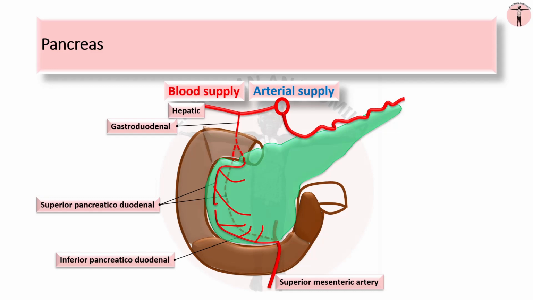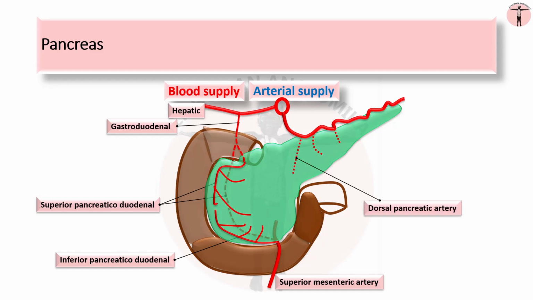The rest of the pancreas is supplied by splenic artery. It is the main source of blood supply to the pancreas. Its branches supply the body and tail of pancreas. It gives off several branches in its course which supplies the pancreas. There are very few named branches.